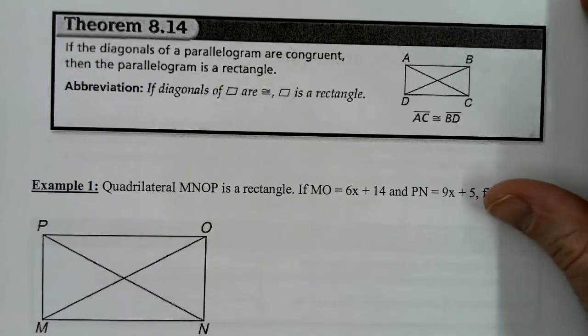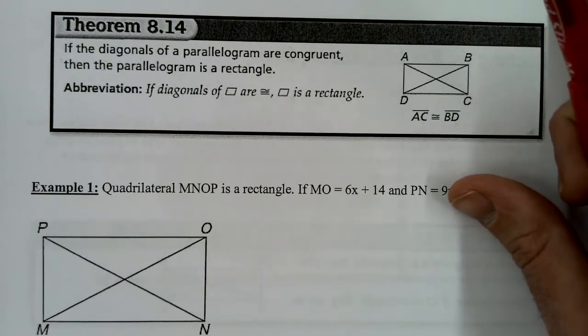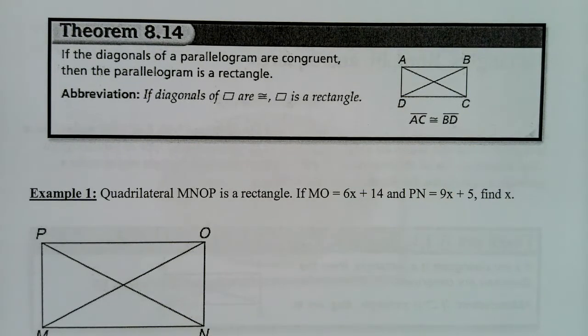This next theorem is basically the converse of the theorem I just showed you. If you know the diagonals of a parallelogram are congruent, then you know that the parallelogram has to be a rectangle. So if you know a parallelogram has congruent diagonals, then it means that it is a rectangle.